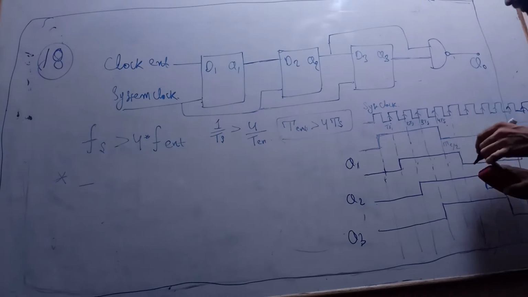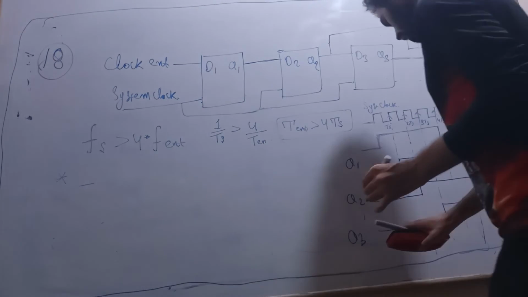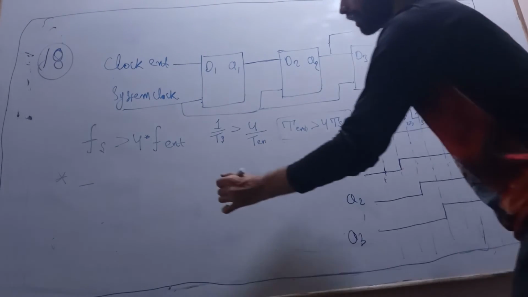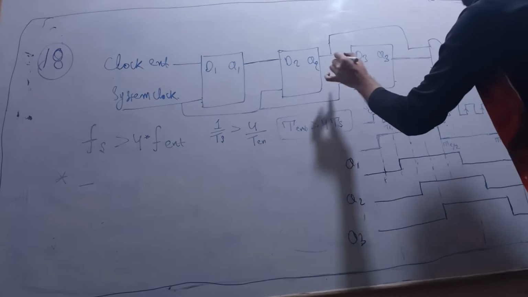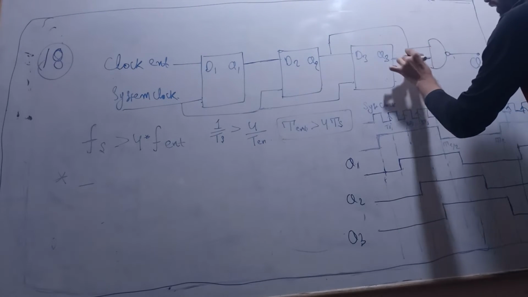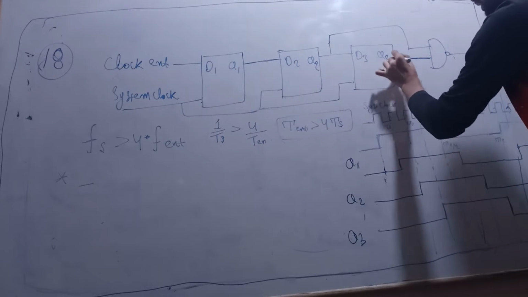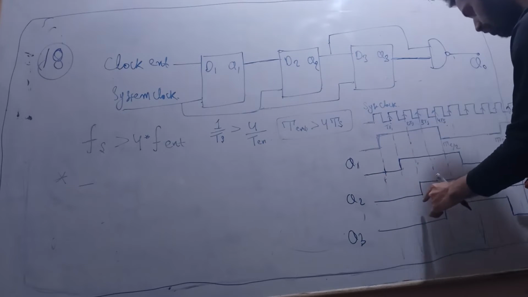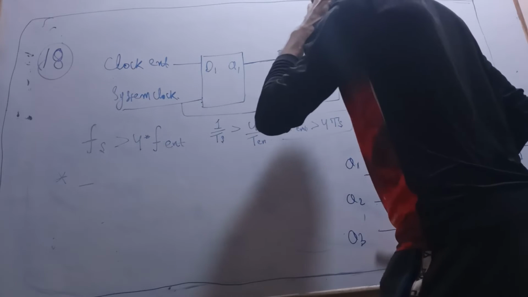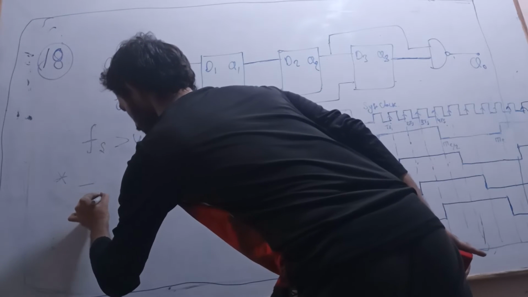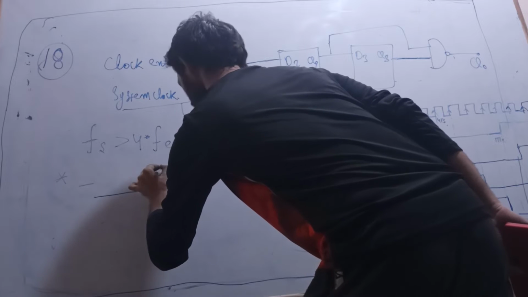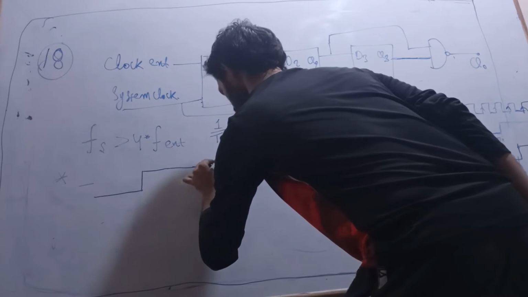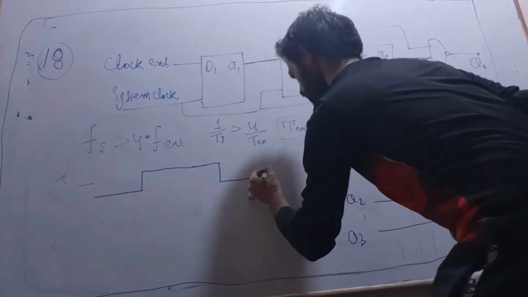Now I think it is not visible on this side. I will draw Q3 directly here, and Q2, because the inputs to the NAND gate are Q2 and Q3. So let us draw Q2 here. This is my Q2.